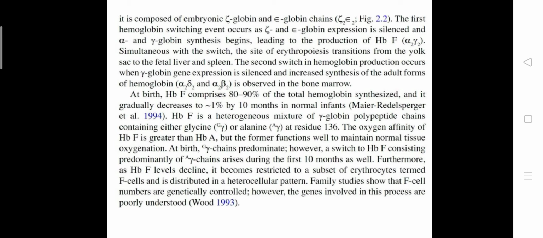However, a switch to hemoglobin F consisting predominantly of gamma A chain arises during the first 10 months as well. Furthermore, as hemoglobin F level declines, it becomes restricted to a subset of erythrocytes termed F cells and is distributed in a heterocellular pattern. Family studies show that F cell numbers are genetically controlled. However, the genes involved in this process are poorly understood.